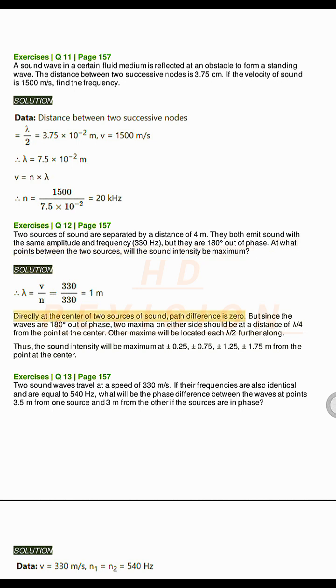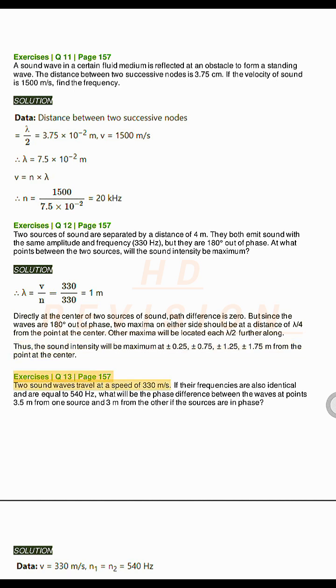Solution. Directly at the center of the two sources of sound, the path difference is 0. But since the waves are 180 degrees out of phase, the two maxima on either side should be at a distance of λ/4 from the point at the center. Other maxima will be located each λ/2 further along. Thus, the sound intensity will be maximum at ±0.25, ±0.75, ±1.25, ±1.75 meters from the point at the center.